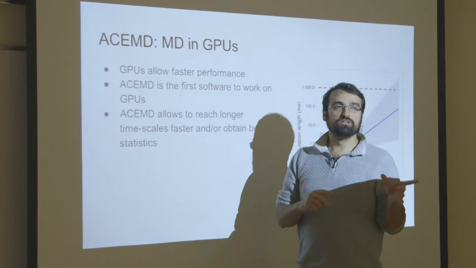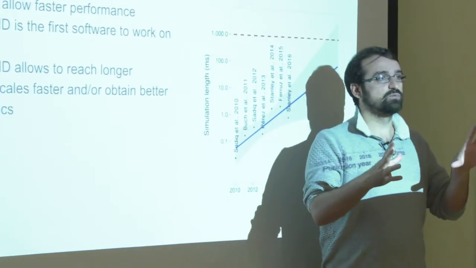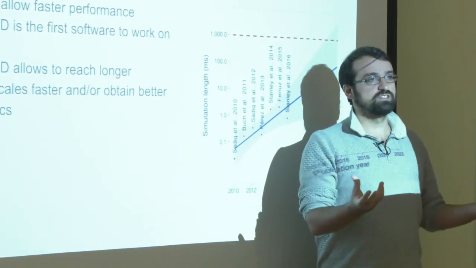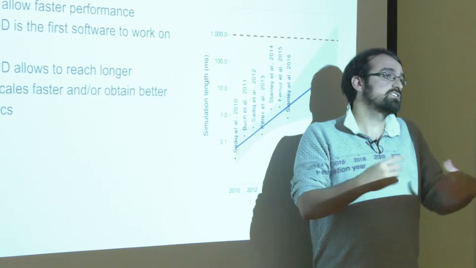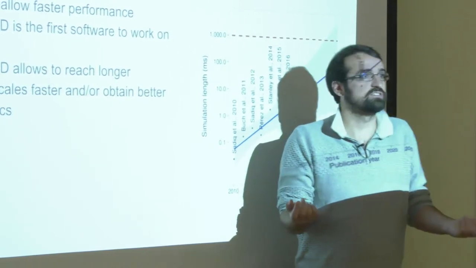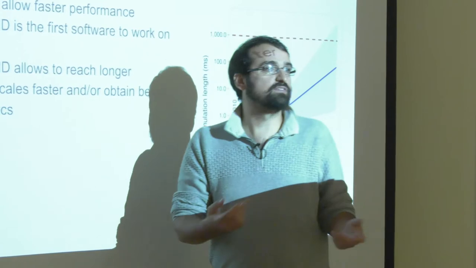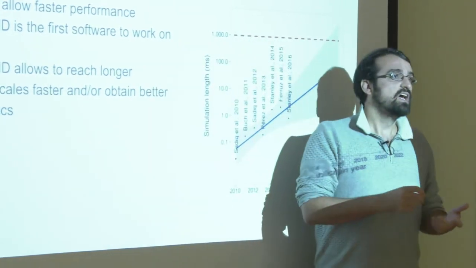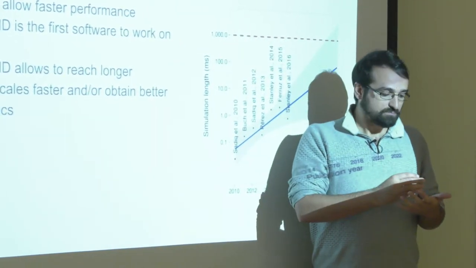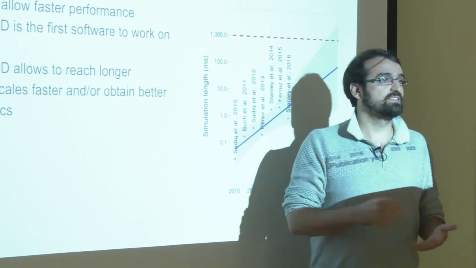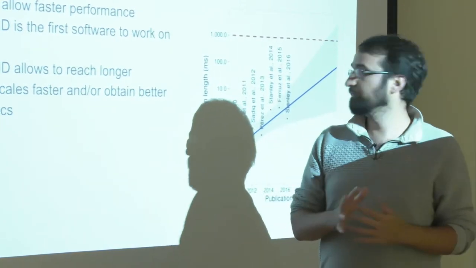But it's not only the timescales that we're interested in, because for example, if you have a process that occurs at nanoseconds, I'm not just going to do 2 nanoseconds, right? If I want to observe it with relevant statistics, I have to sample much more than that, okay?